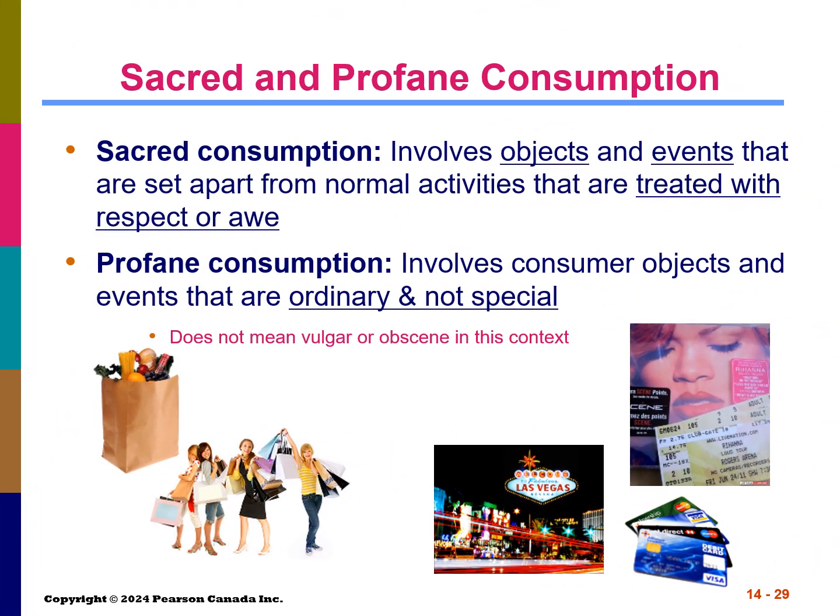Consumer activity can be characterized as sacred or profane consumption. Sacred consumption involves objects and events that are set apart from normal activities and are treated with respect or awe. They aren't necessarily religious, but they're valuable. For example, concert tickets to see a famous singer, a prestigious platinum credit card, or maybe even a trip to Las Vegas. Profane consumption involves consumer objects and events that are ordinary and not special. It doesn't mean vulgar or obscene in this context. For example, shopping for groceries or everyday items.